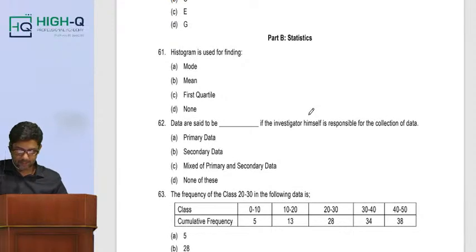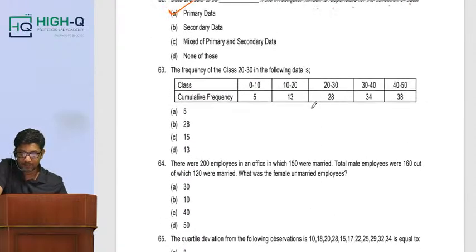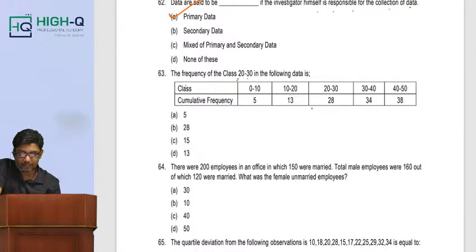Okay, now we are going to start with statistics. Histogram is used for finding mode. Data are said to be dash if the investigator himself is responsible for the collection of data. Of course, primary data. Now, the frequency of the class 20 to 30 in the following data. What a difficult question.